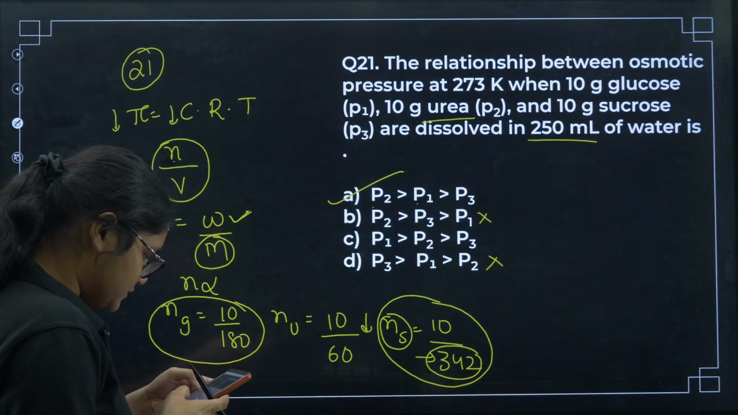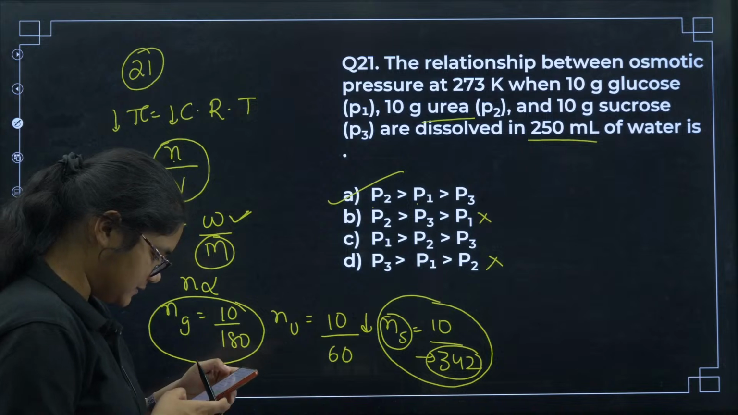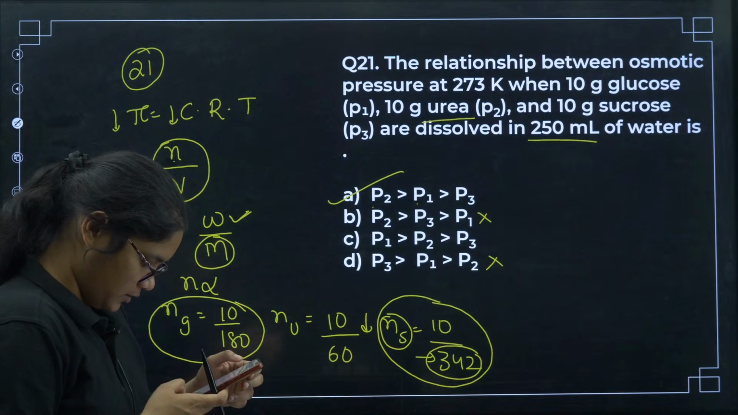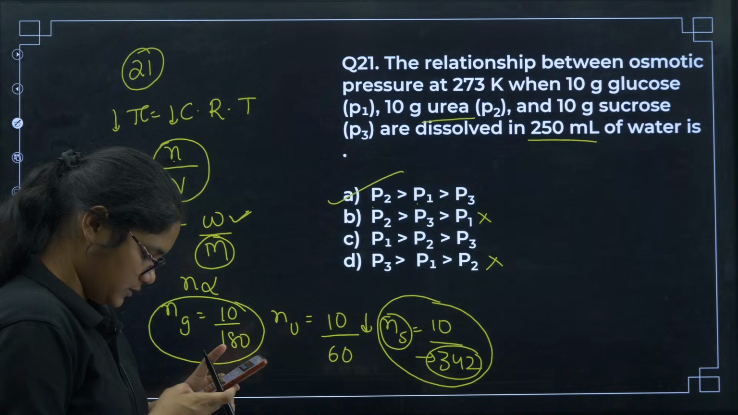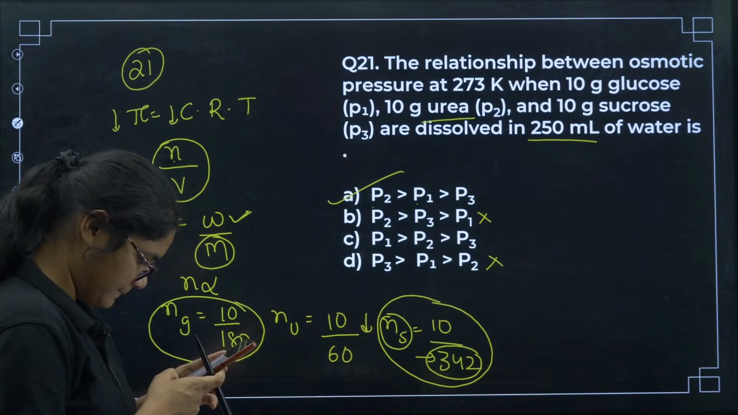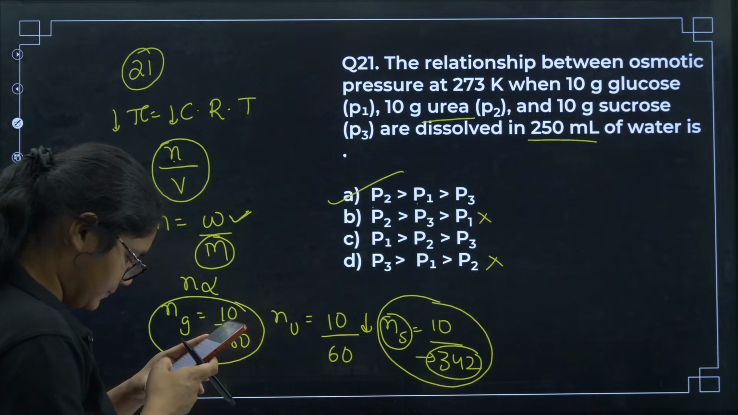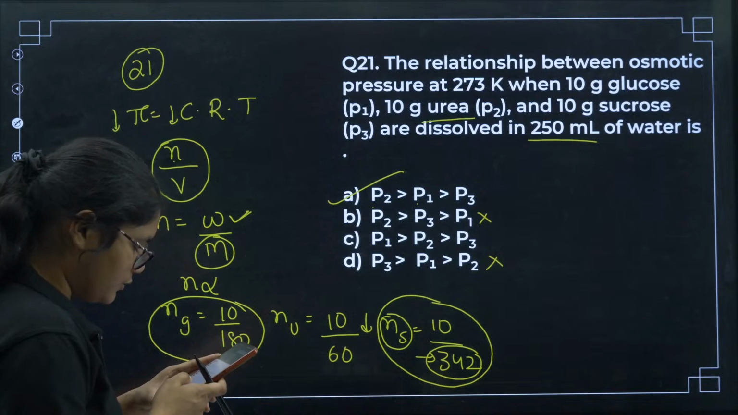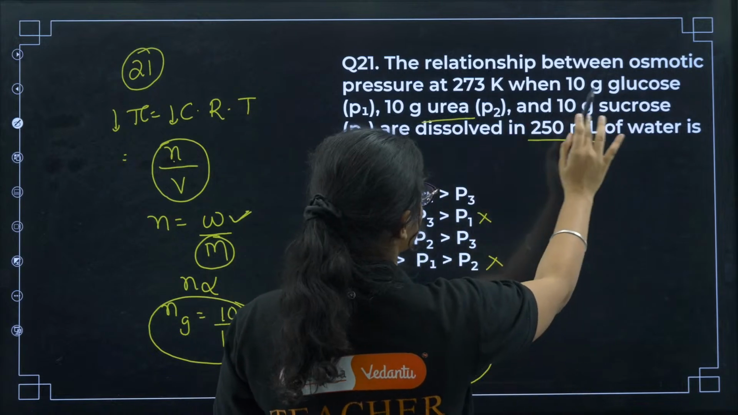Okay, I hope this question is clear. I cannot see your answers in the comment section. Let me just see once again. Yes, 21, tell me, is the question clear to everyone? Yes, yes. How do we get C, dear? Please check here, you have to check the relationship between the osmotic pressure.